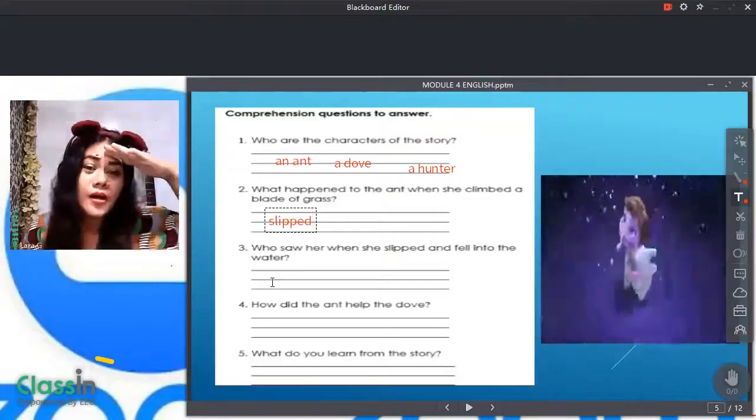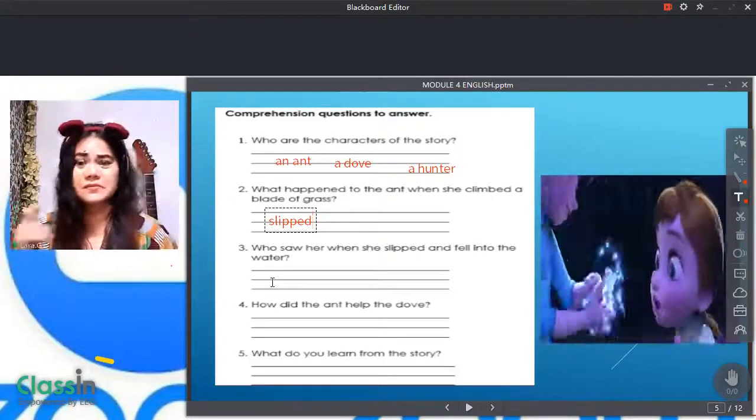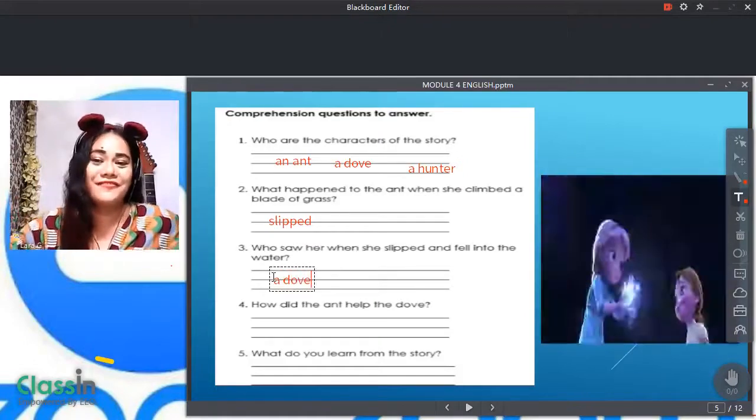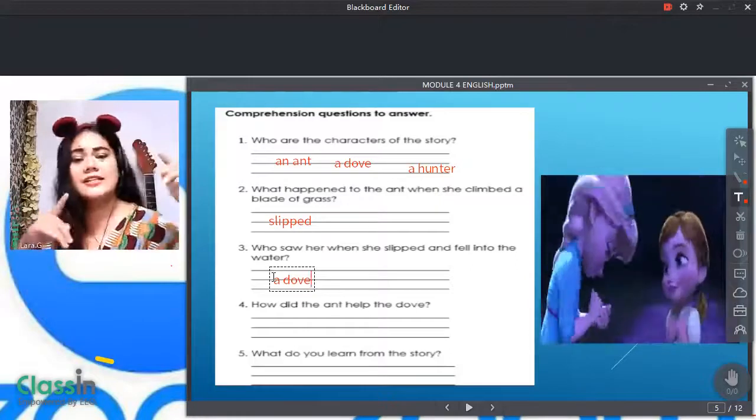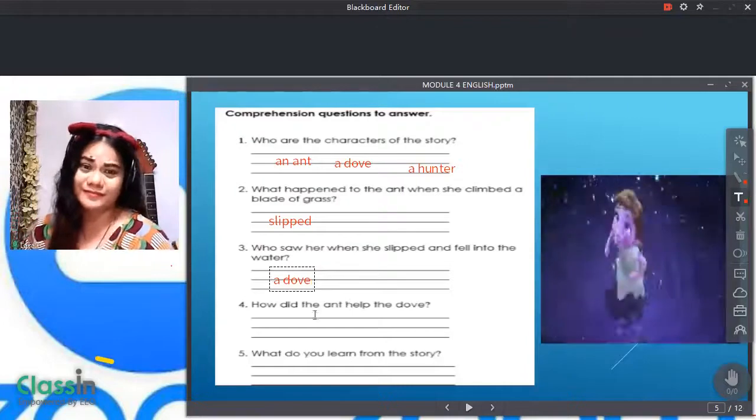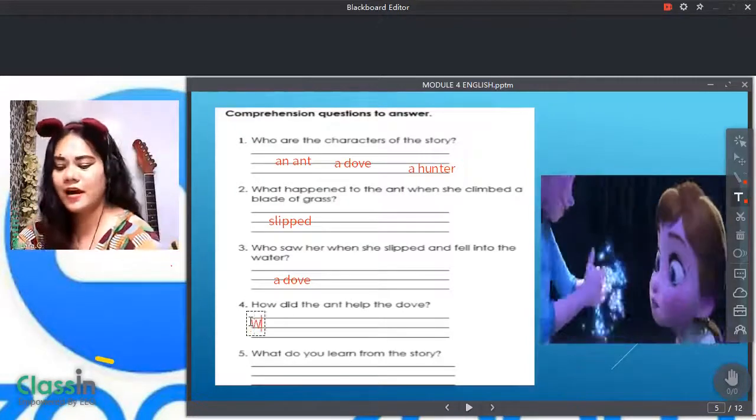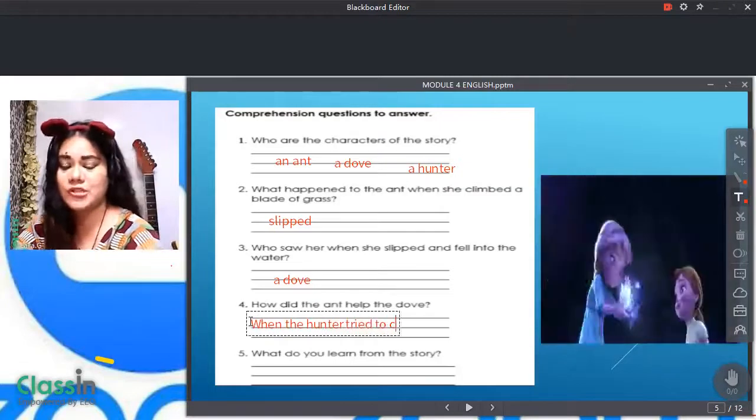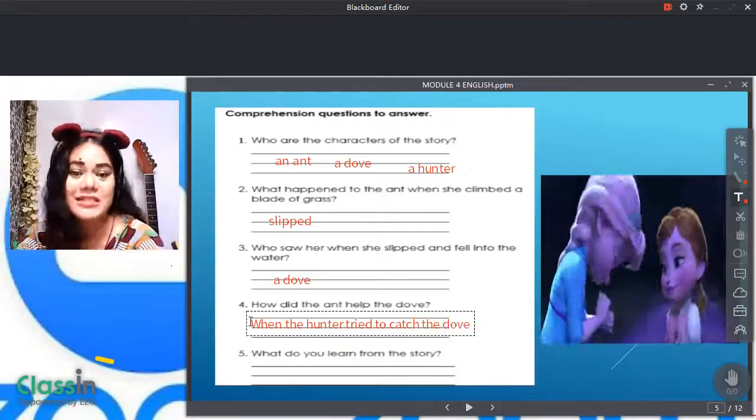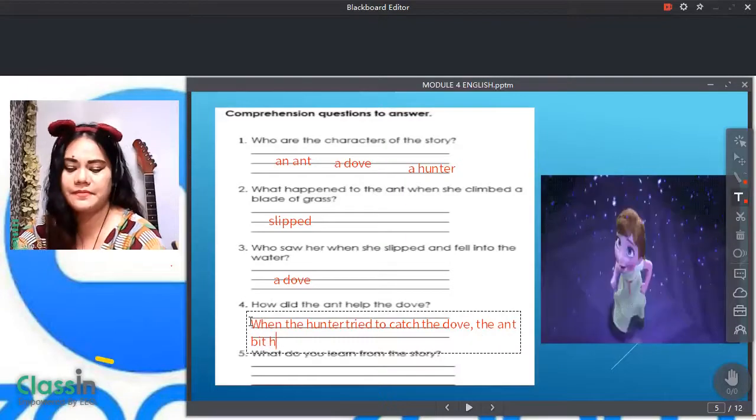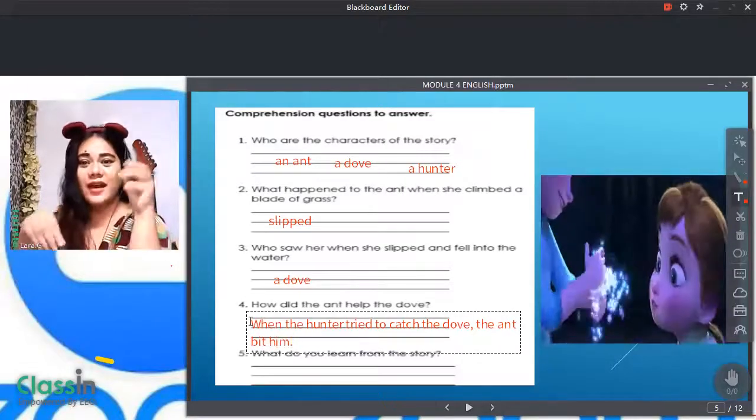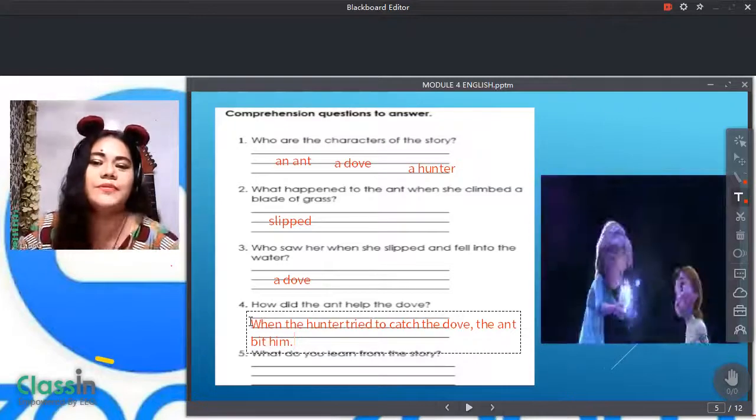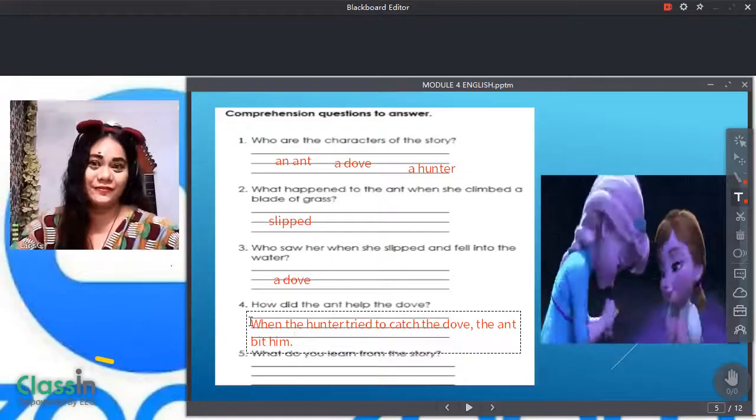Who saw her when she slipped and fell into the water? Yes, a dove. A dove saw the ant. And how did the ant help the dove? When the hunter tried to catch the dove using the net, the ant bit him. When the ant bit him, the hunter was able to let go of the net, and the dove was able to fly away to safety.